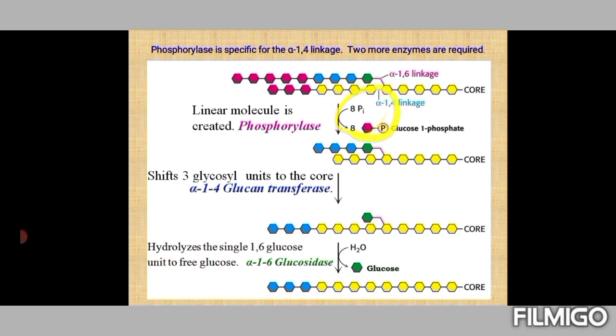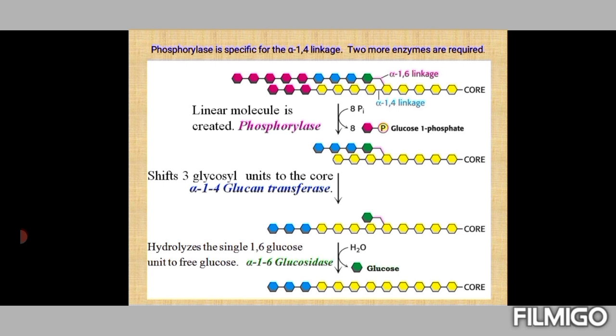See here, an inorganic phosphate is given. And there are 8 molecules from the non-reducing end, like this. So each of them is cut away, like this. The alpha-1,4 linkage is cut away by glycogen phosphorylase, so as to produce not glucose, but glucose 1-phosphate. Glucose 1-phosphate. So this is the result of phosphorylase action.